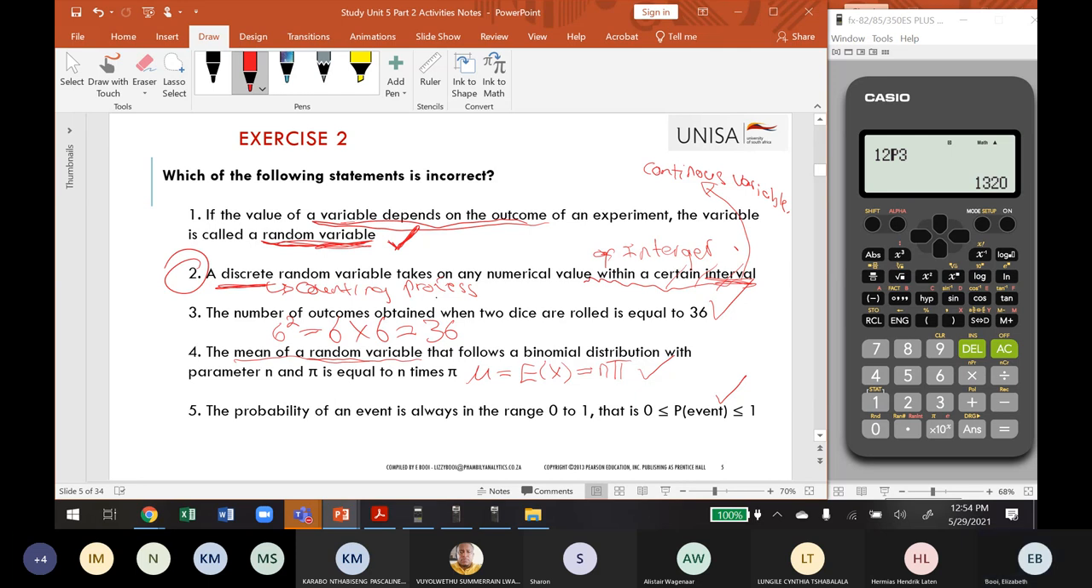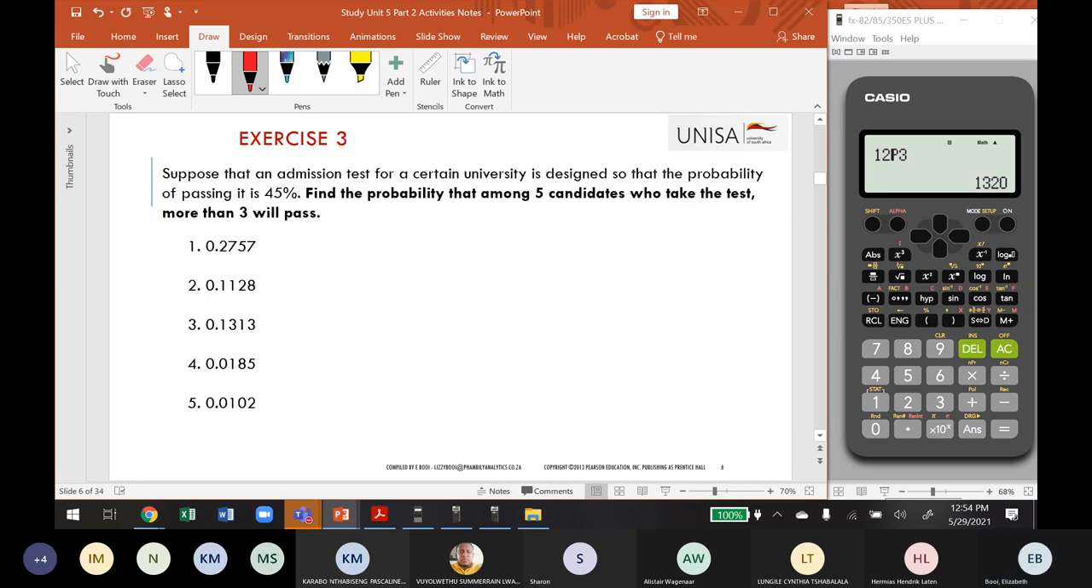Okay. Your exercise three. Suppose that an admission test for a certain university is designed so that the probability of passing is 45%. Find the probability that among five candidates who take the test, more than three will pass.